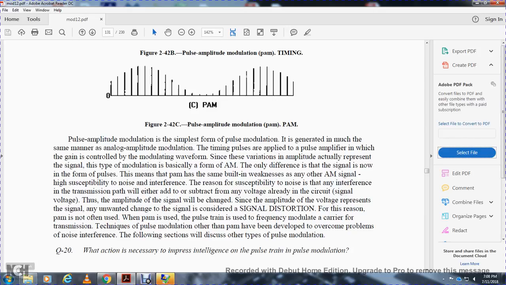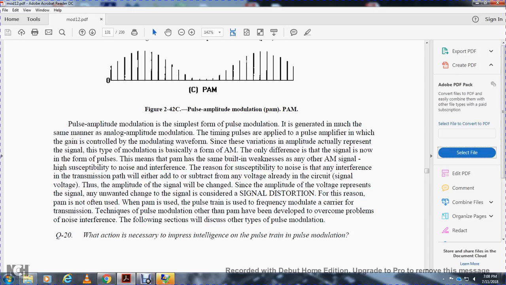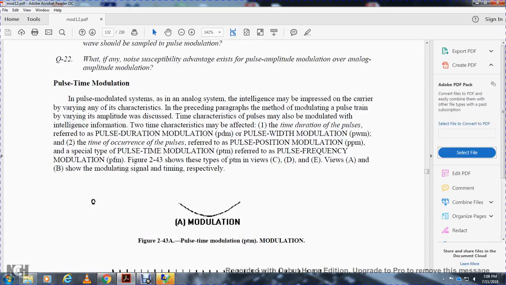The frequency modulator, the carrier from the transmission. Techniques for pulse modulation other than pulse amplitude modulation have been developed to overcome the problems of noise interference. The following sections will discuss other types of pulse modulation.